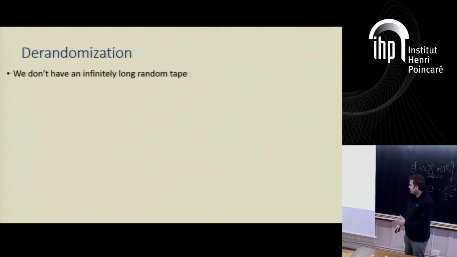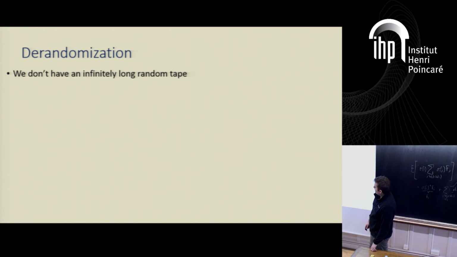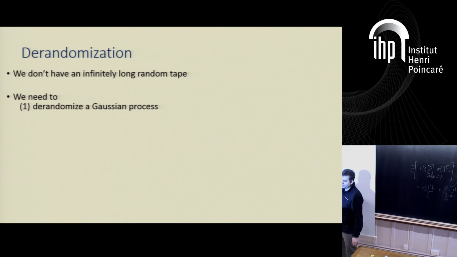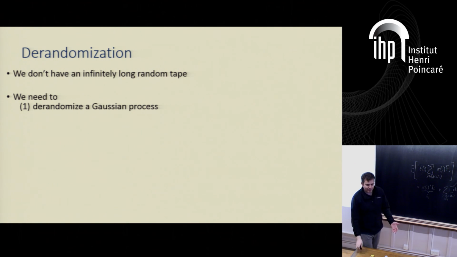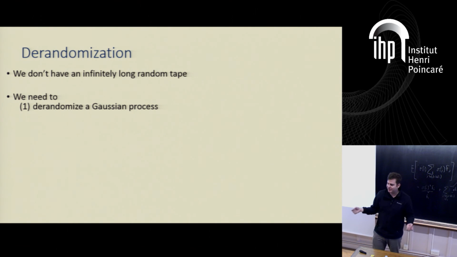OK, so let me just make a few remarks on derandomization. We don't actually have an infinitely long random tape. We need to derandomize a few things. One is the Gaussian process. I mean, we have this counter where we're multiplying all the frequencies by Gaussians. That's a lot of randomness.